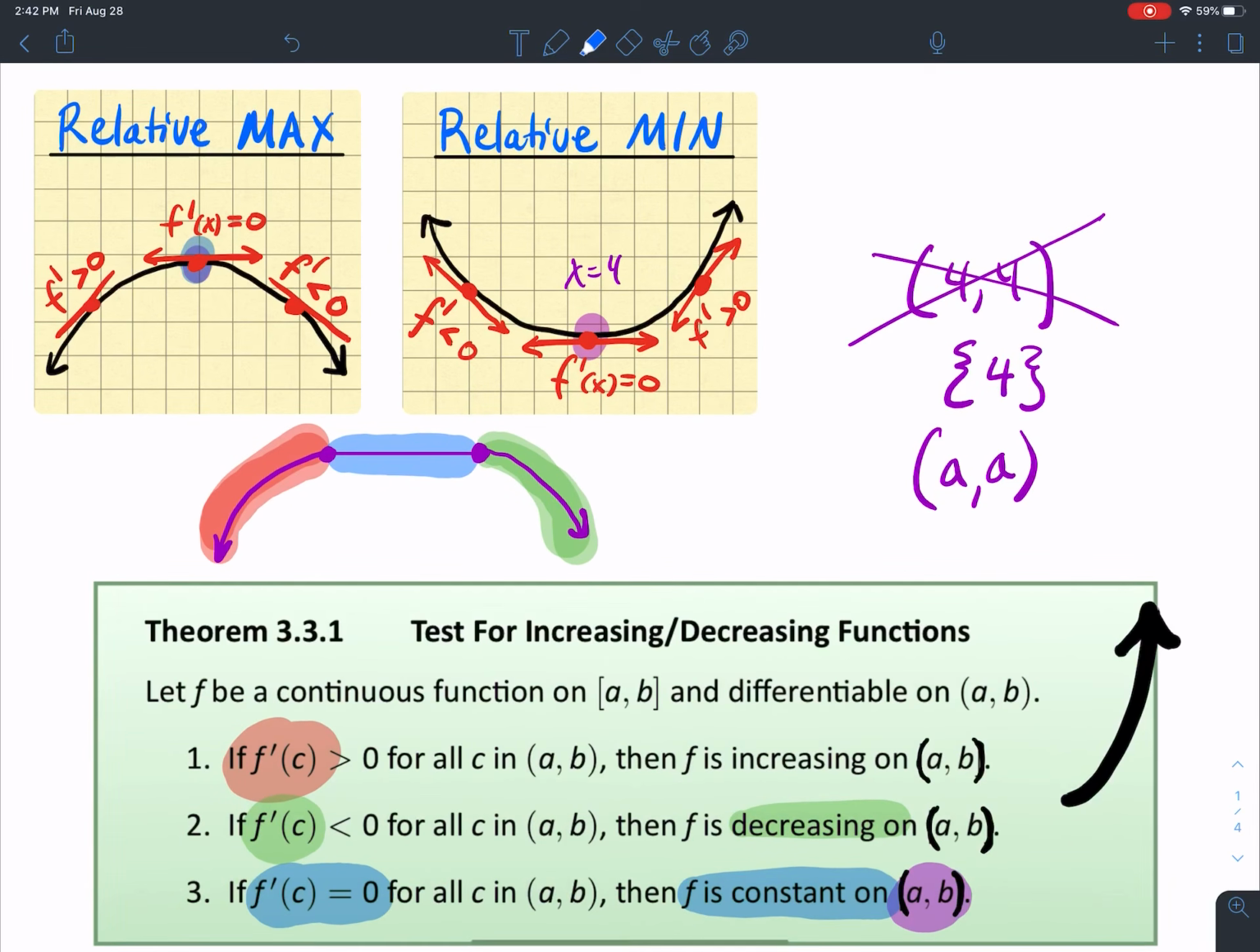At the vertex of a parabola, like this example here, where we have relative max and mins, we do not say, hey, the function f is constant at 4, okay? We don't say that. The function is constant on an interval, and a single point does not make an interval.